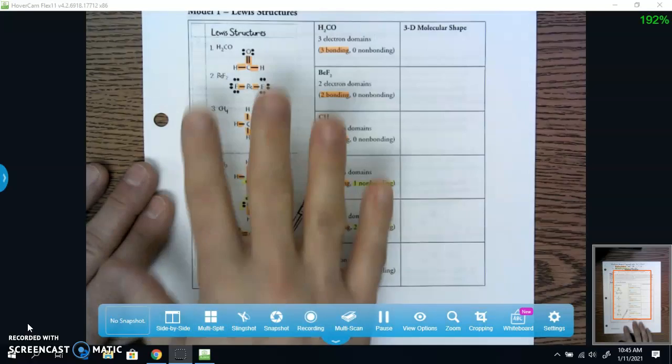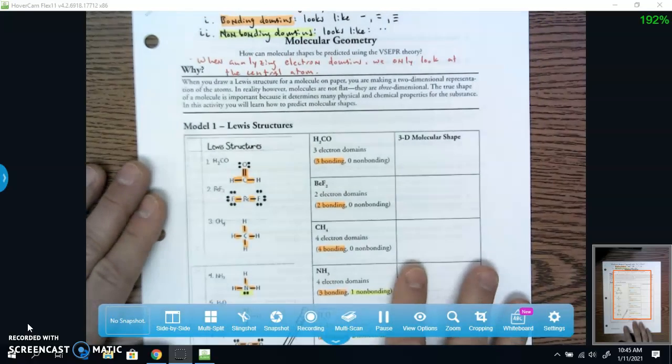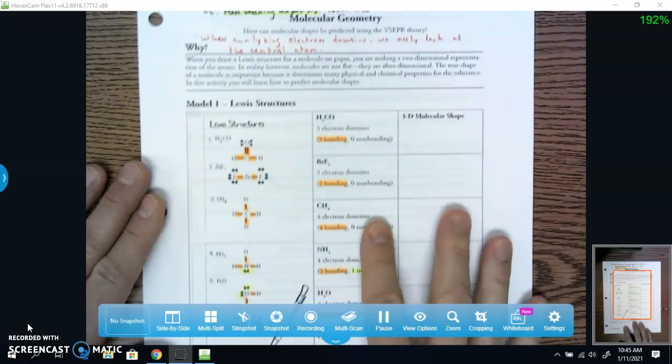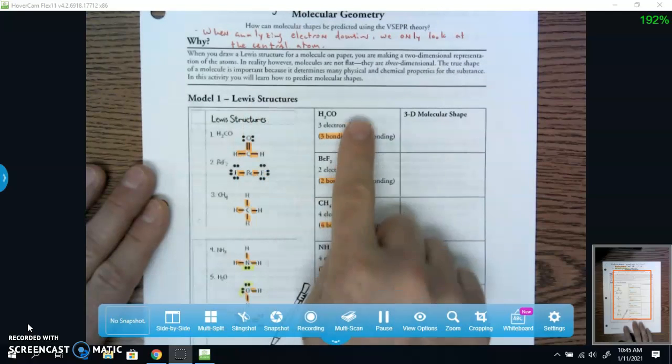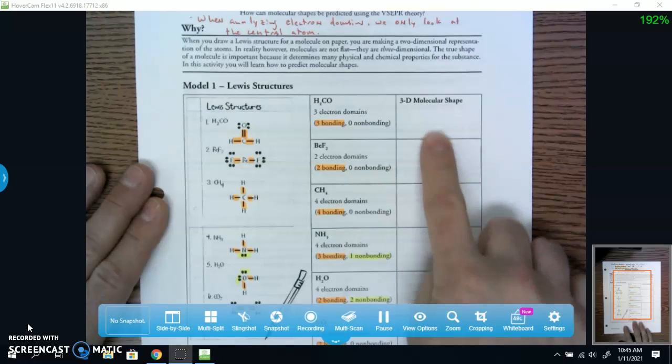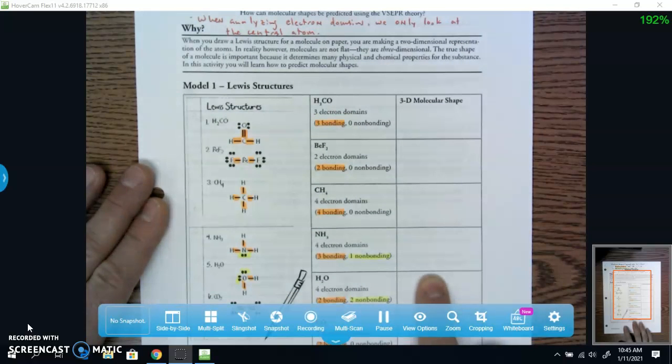Okay, now that we've gone over this, what I want you to do is to read the Y section. It puts this into context. You're going to do a little bit more analysis of Model 1 right here. Just note that right now there's nothing for you to do on this. I believe it's question 13 where you start filling in the 3D molecular shapes.